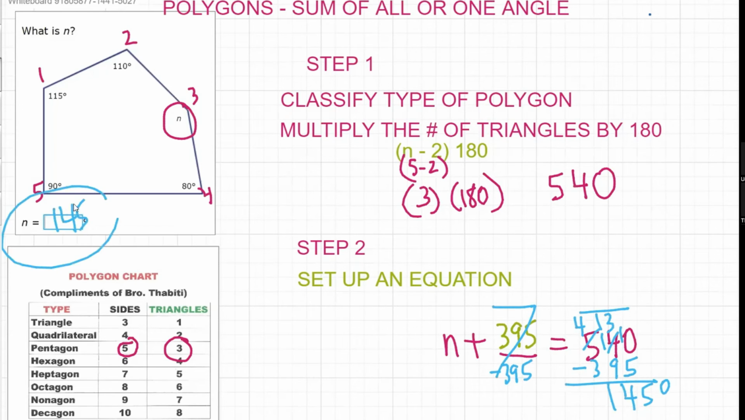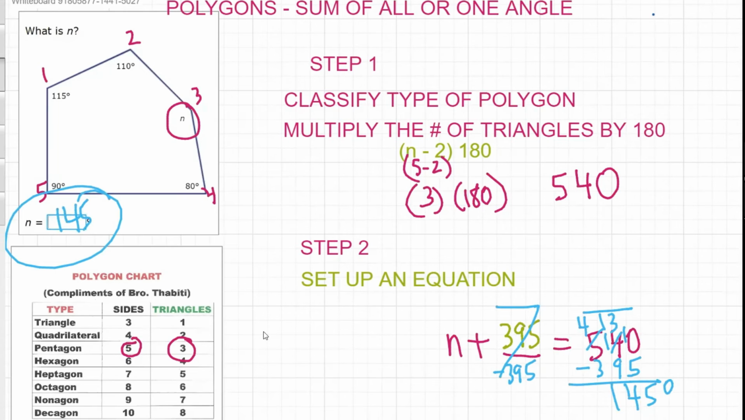All right, so if you got 145 degrees, give yourself a round of applause. Yeah! All right, so that should do it.